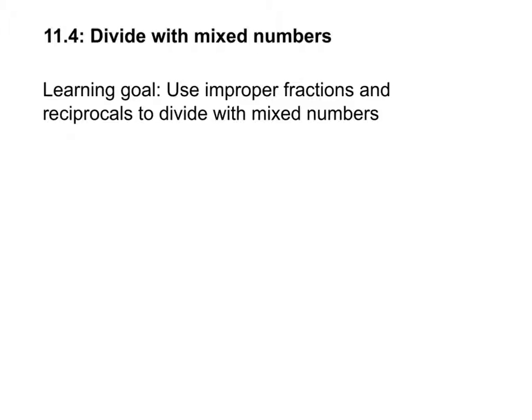Today we're going to move forward into talking about mixed numbers. And we know that mixed numbers have two different parts. What parts does a mixed number have? Henrik? A whole number and a fraction. Good. It has a whole number part and a fraction part. And we also know that you can unsimplify mixed numbers by writing them as what? Swati? Improper fractions. Good. So today our learning goal is to use improper fractions and reciprocals to divide with mixed numbers.